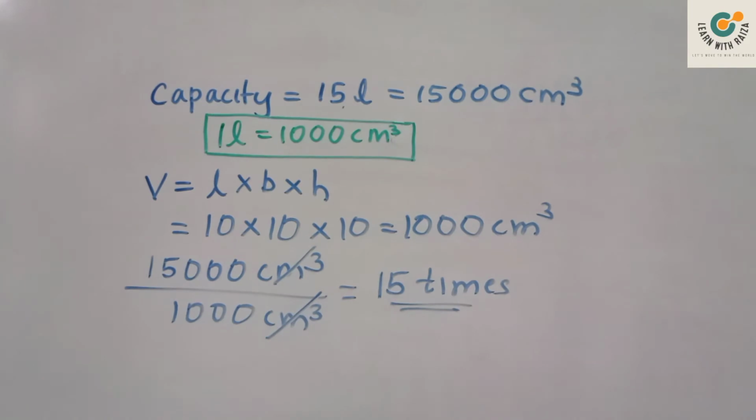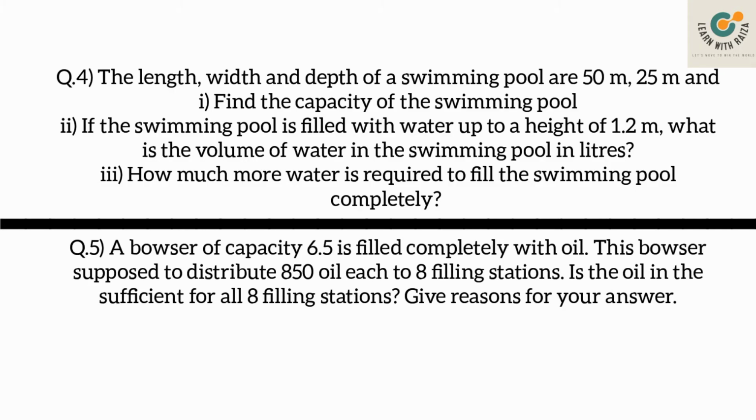The length, width and depth of a swimming pool are 50 meters, 25 meters and 3 meters respectively. Find the capacity of the swimming pool.